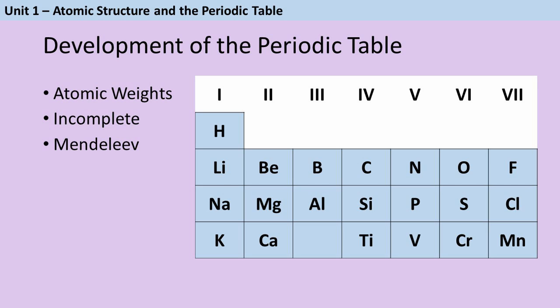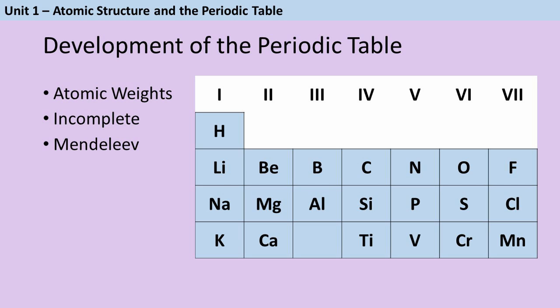So for instance, if you arranged things based on their atomic weight, then you would put potassium and argon the other way round. And you'd have potassium, which is a really reactive metal, in the middle of the noble gases, and argon, which is a noble gas, super unreactive, in the middle of this highly reactive group of metals, and that's clearly not right.